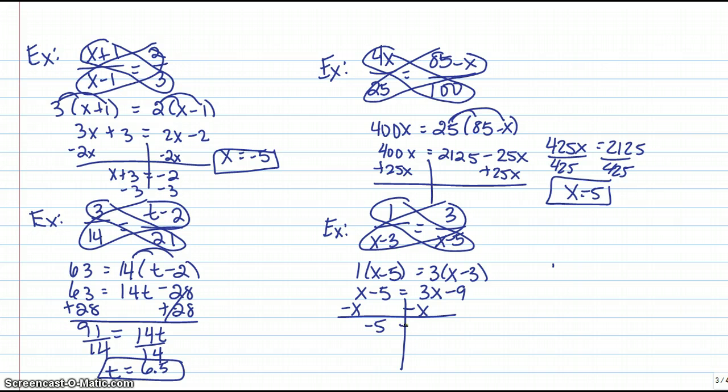So I've got negative 5 equals 2x minus 9. Then I'll add 9 to both sides. That'll give me 4 equals 2x. So x must equal 2.